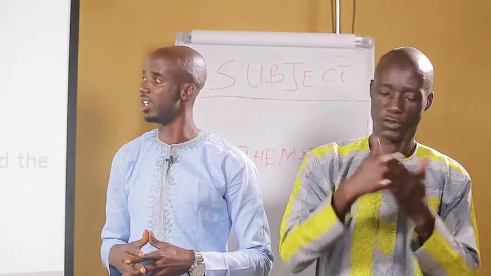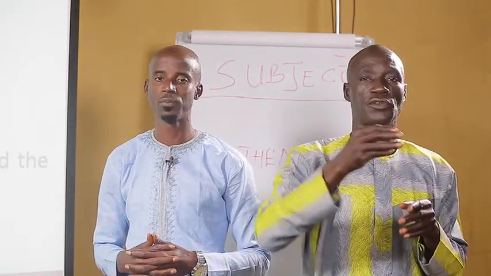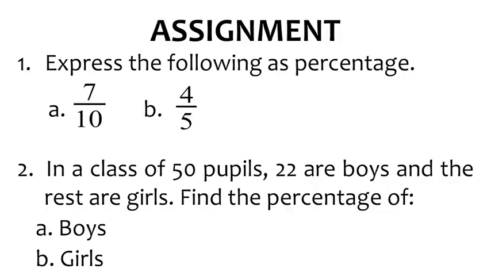Now, before I go, I will leave you with assignment. Number 1, express the following as percentage. A, 7/10, and B, 4/5. Number 2, in a class of 50 pupils, 22 are boys and the rest are girls. Find the percentage of A, boys, B, girls.